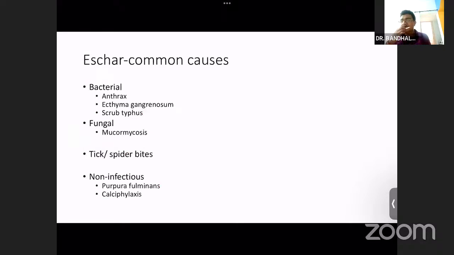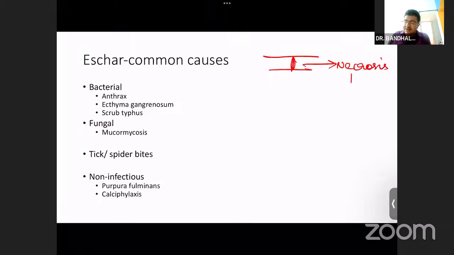In dermatology, not only rickettsial infections lead to eschar, there are various infectious and non-infectious conditions that can lead to eschar. Eschar is basically whenever there is a blood vessel occlusion, it will lead to necrosis and there will be dead tissue which is very adherent to the base, which is known as eschar. Vessel thrombosis or occlusion.